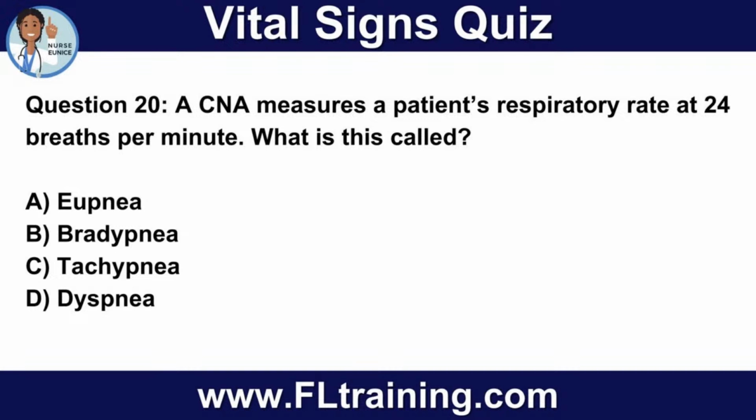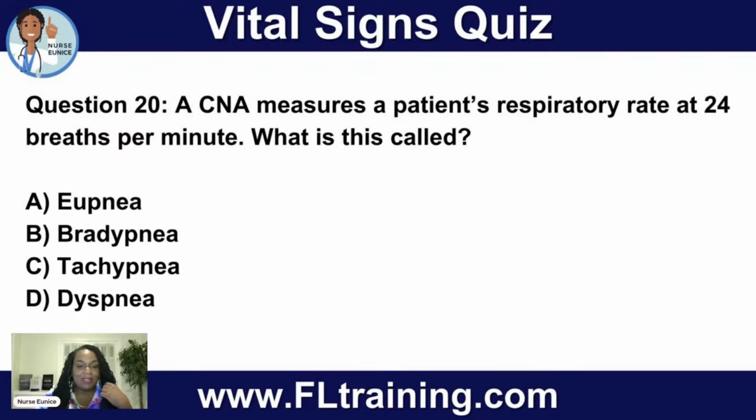All right, so a CNA measures a patient's respiratory rate at 24 breaths per minute. What is this called? Is it eupnea? Is it bradypnea? I can't pronounce that word. I never could. Forgive me. I have a master's degree, but I'm not going to pronounce that word. Is it tachypnea or is it dyspnea? And for this one, it's not D, everybody.